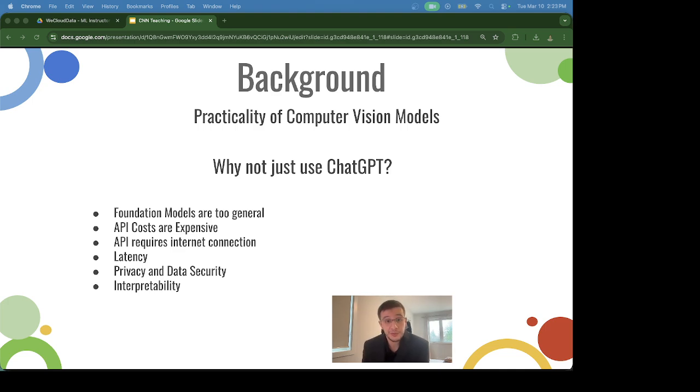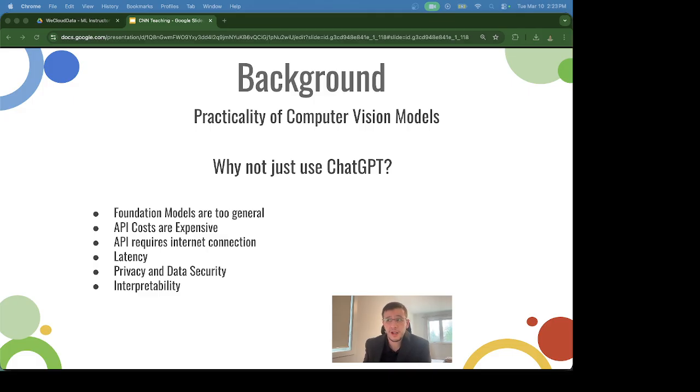You may need this model to be local on your computer, right? An API requires an internet connection to use ChatGPT and Anthropic. Latency: maybe you need real-time analysis, maybe you need sub-second analysis. Privacy and data security: can we trust these companies with our data? We may have clients or people we work with that don't even want their data anywhere near the internet. So we may need these models to live locally on our machines, on our servers.